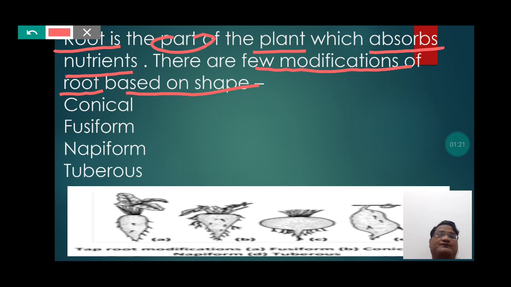So students, there are few modifications which are present in the root which is based on the seed. Which are conical, fusiform, napiform and tuberous.